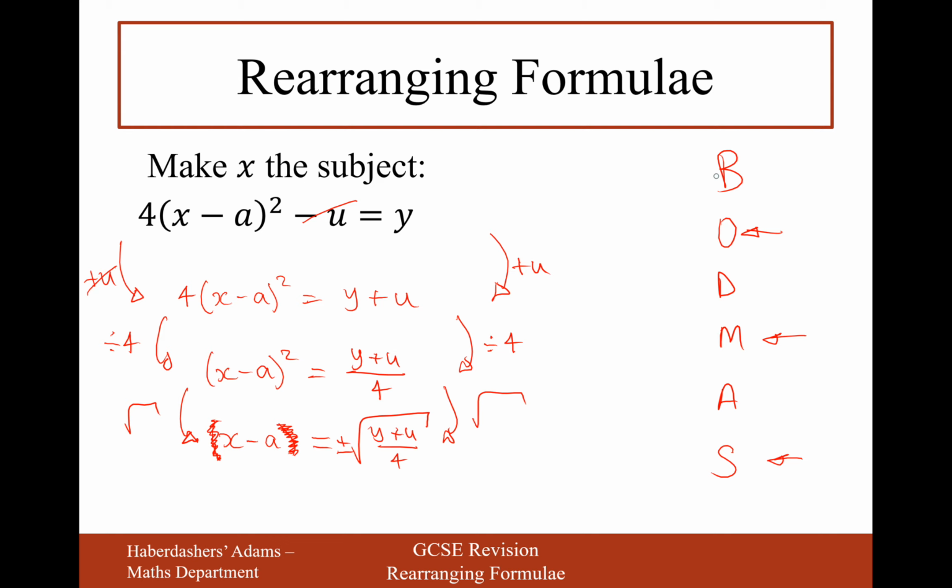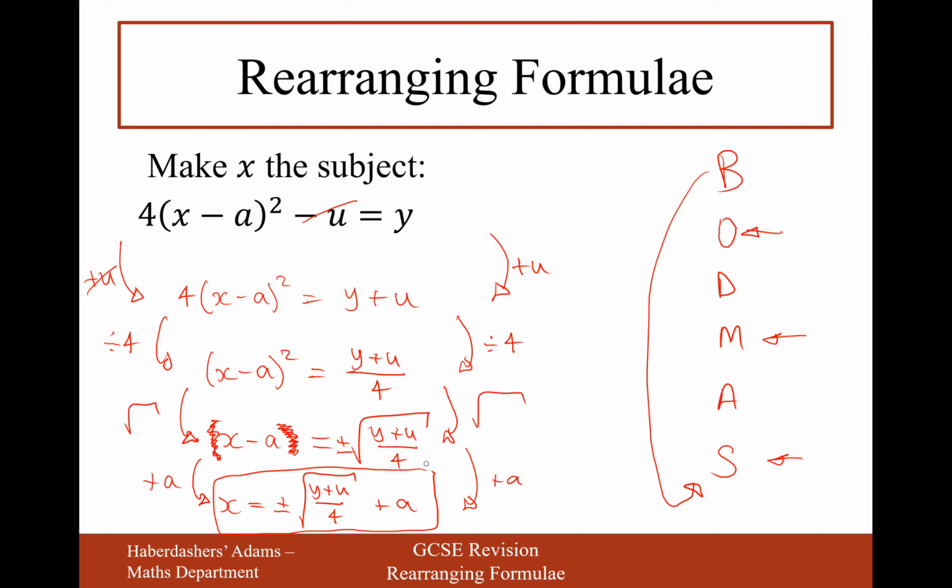Now here's where I need to start from the beginning again once I've deleted those brackets and undo the subtraction by adding. So I'm now going to add a to both sides. So my answer is x equals plus or minus the square root of y plus u divided by 4 plus a. And there we are, that's the answer to this question.